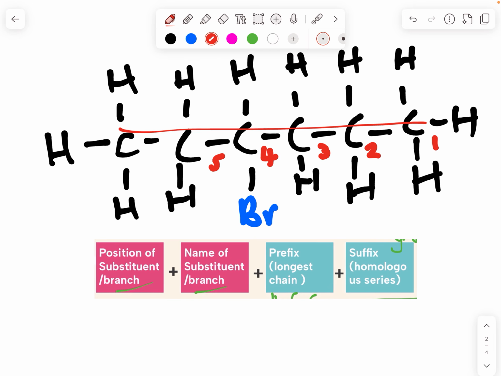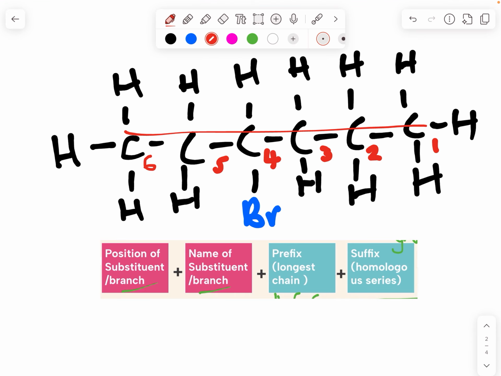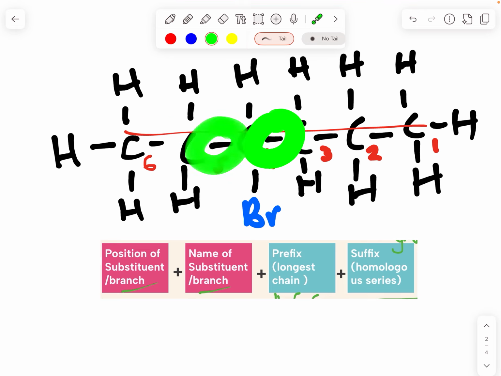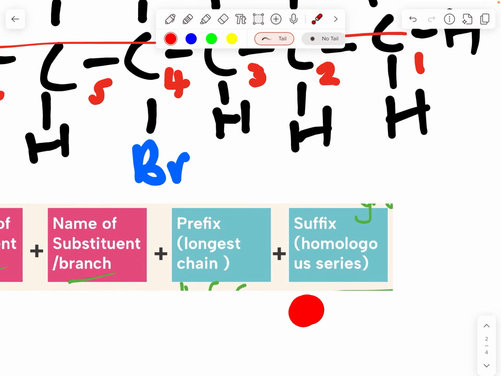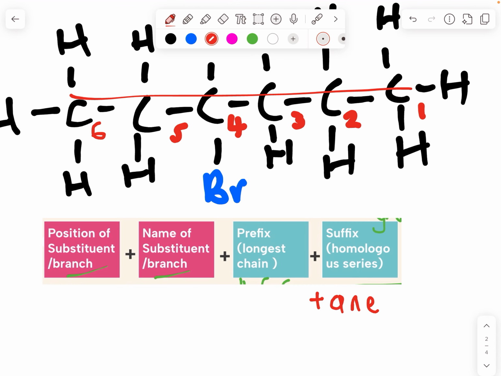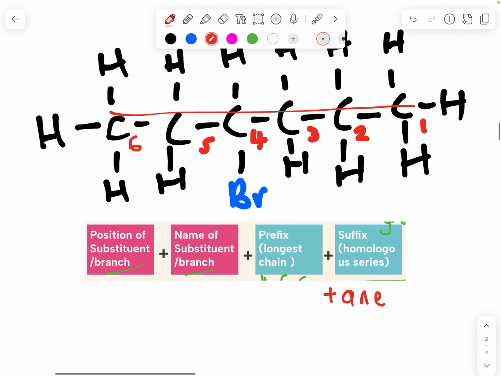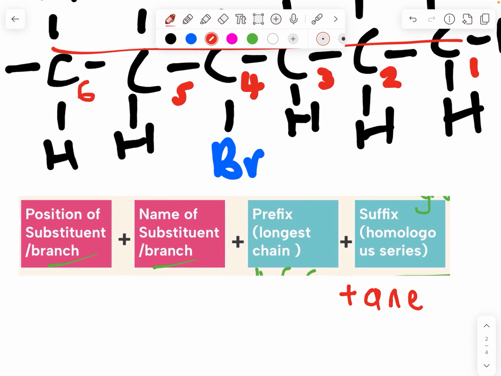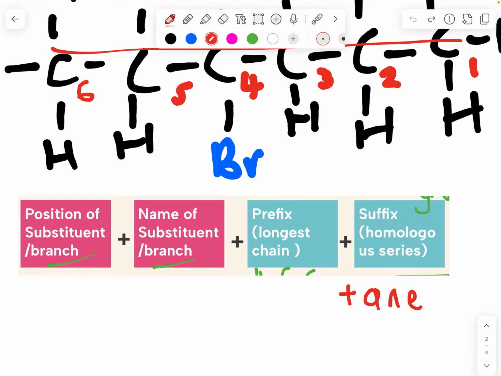All right, the next thing after doing our longest continuous chain is that we need to identify the suffix. And in this case, since it's carbon to carbon single bonds only, as you can see, C single bond C, all of these are C single bond C, so it would be alkane. So it's going to be ANE. Right, for the prefix, the longest continuous carbon chain, we have a total of 6 carbons. For 6, the prefix is hex.